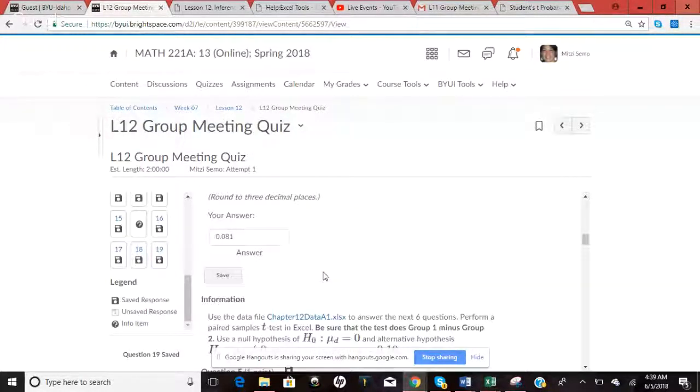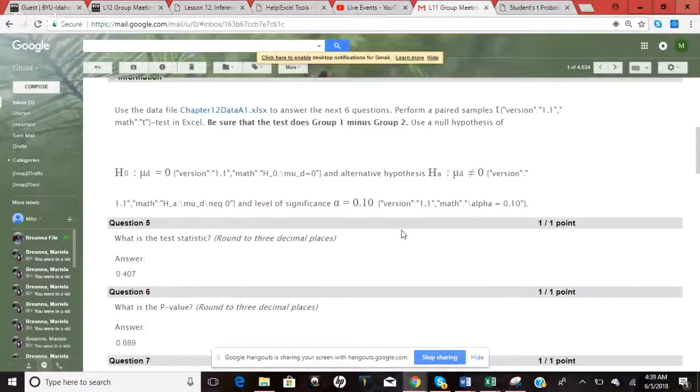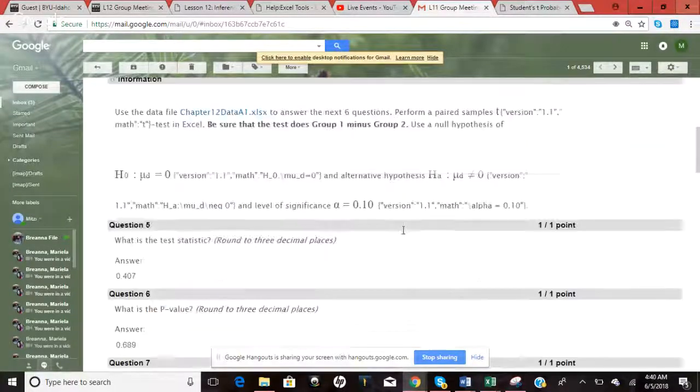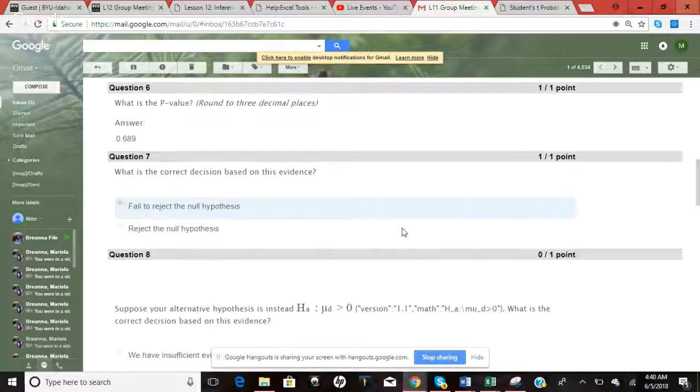Yeah, 0.081. Okay, and then the next thing is 0.407 for number 5. Is that what we have? Yep. And then 0.689. Yes. Is that what we have? Yeah. Okay, because I'm not looking at it. Failed to reject the null for 7.